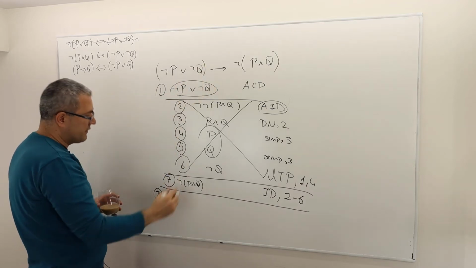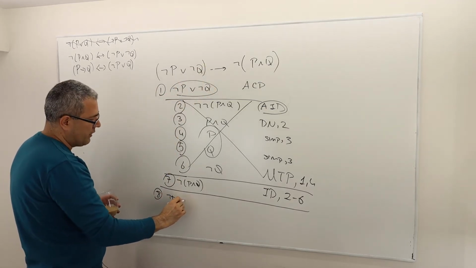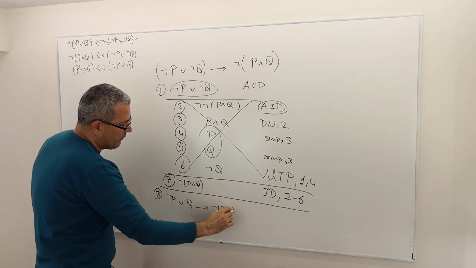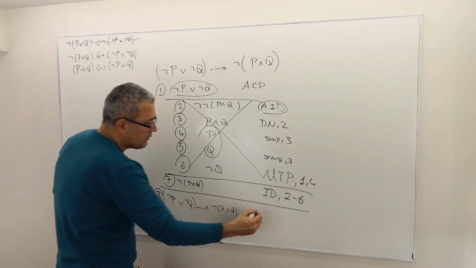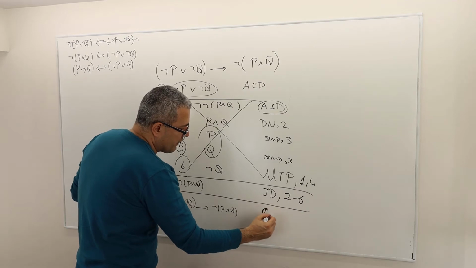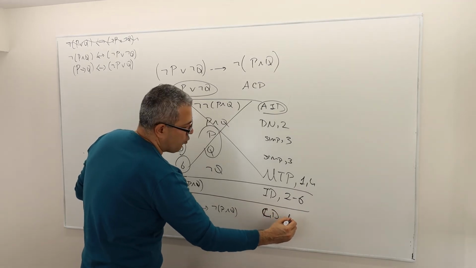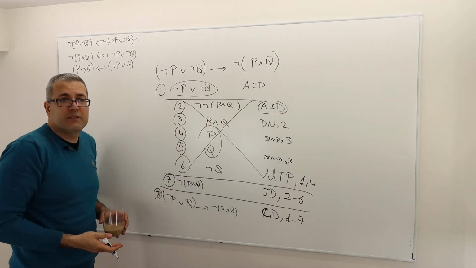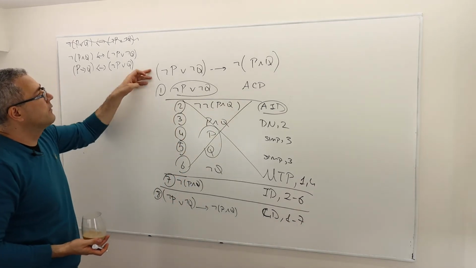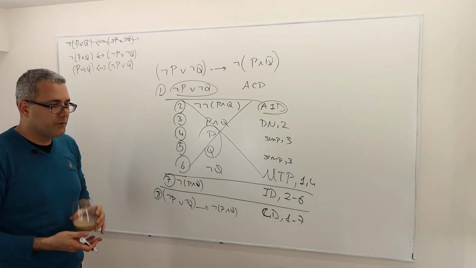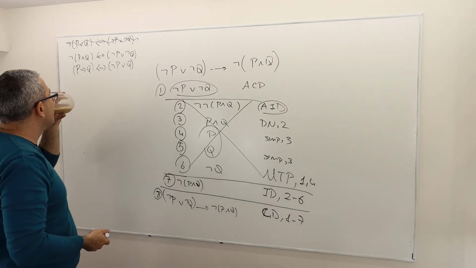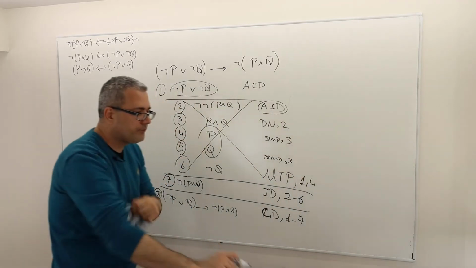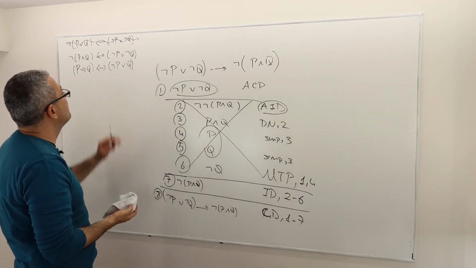I just write the statement that I proved. Not P, not Q implies not P and Q. So this is a conditional derivation between the arguments 1 to 7. All right? And that's it. That's how we prove this argument. Any question about this? Okay. Then let me jump to the third one.